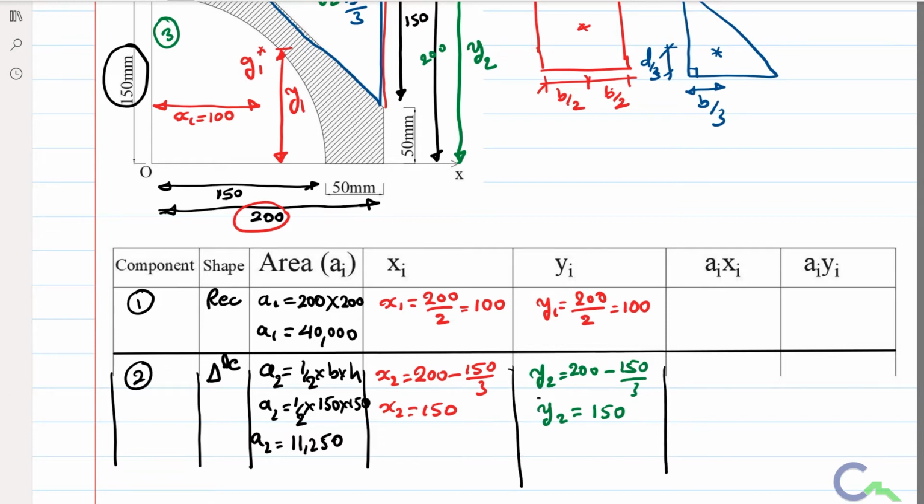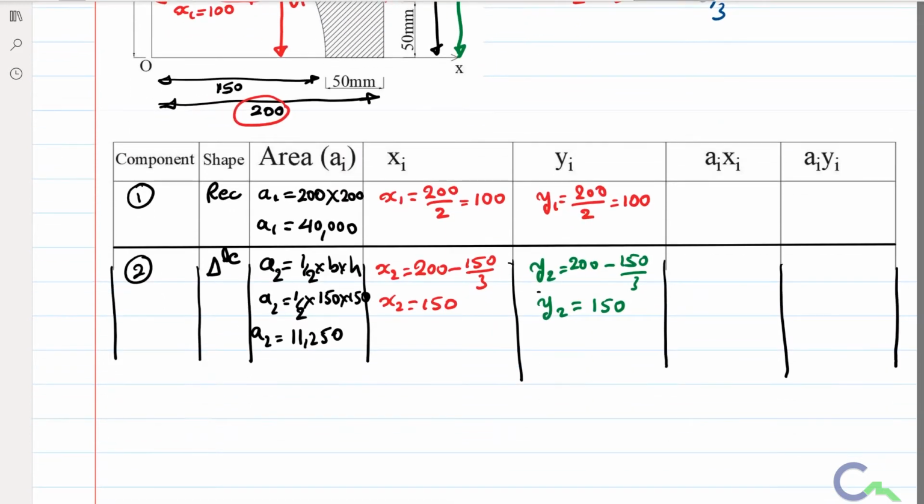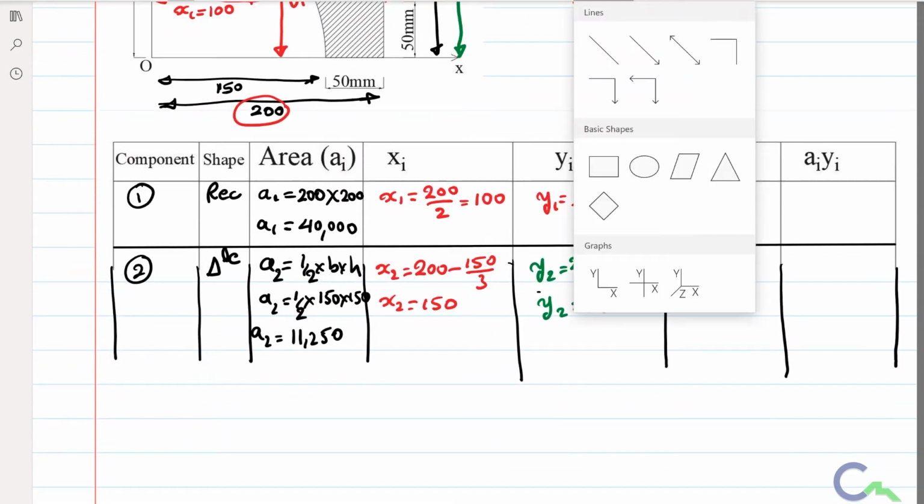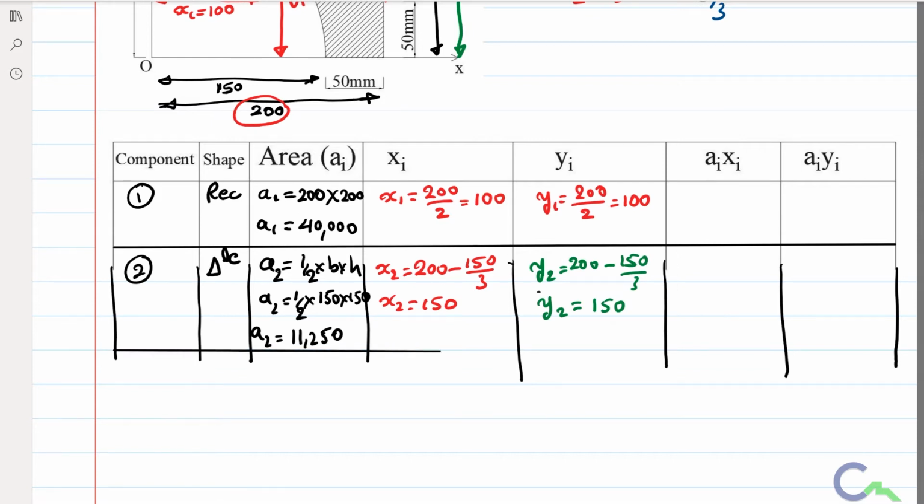So I calculated A2, x2 and y2. Now I am going to consider the third component, that is the quarter circle. I will consider that component, component number 3, the quarter circle.